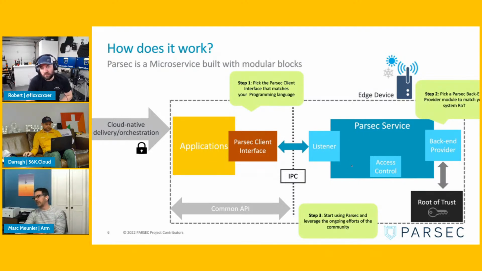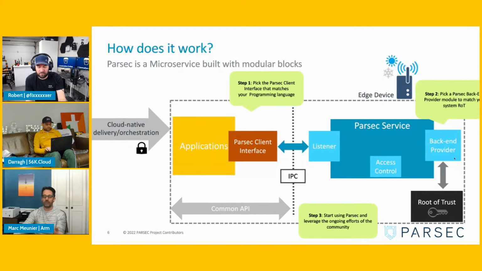Here you've got the Parsec service. That's doing the computations and providing the access to the backend provider, which is connecting to your root of trust. So this is where the magic takes place. This is where all the intricacies of the root of trust are handled.